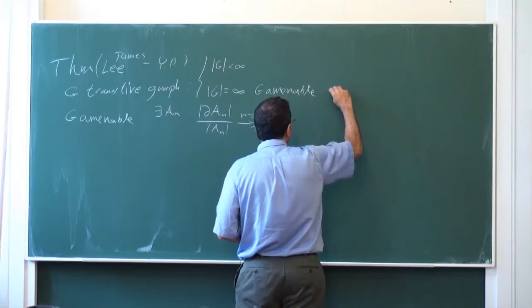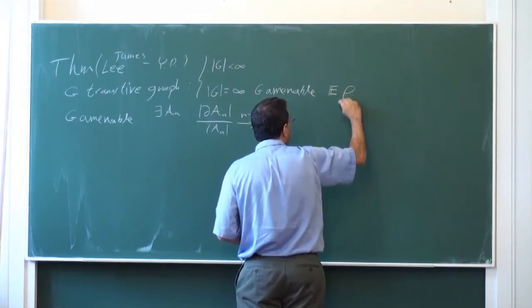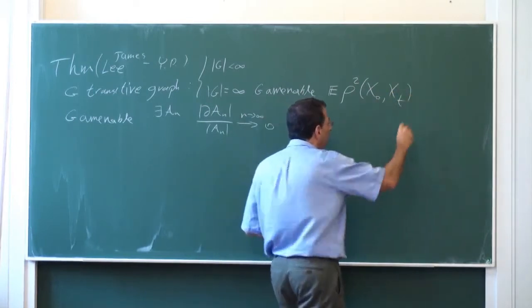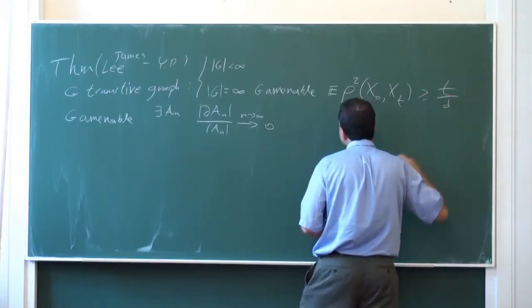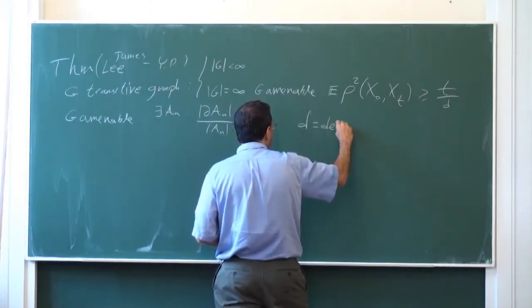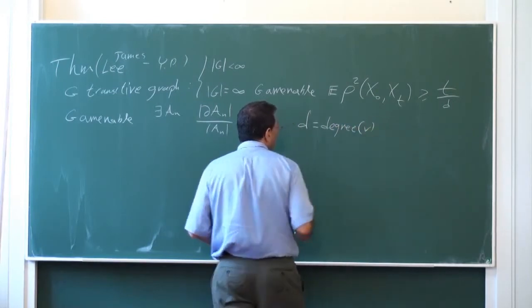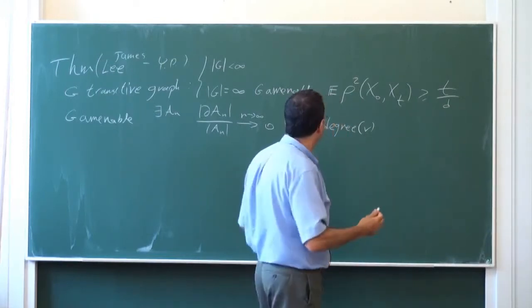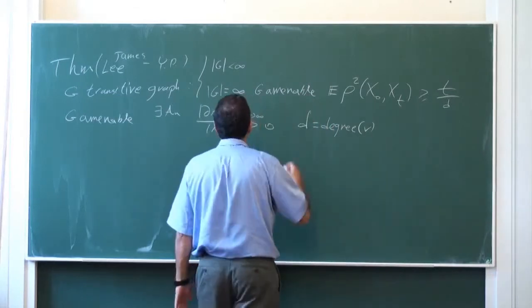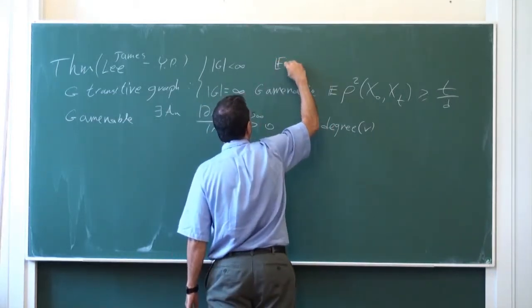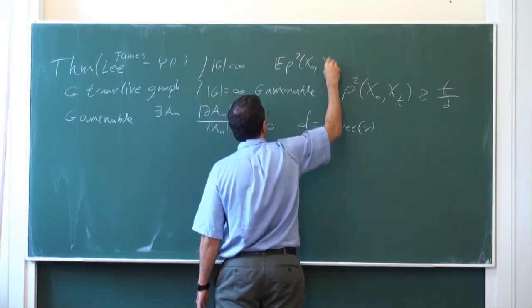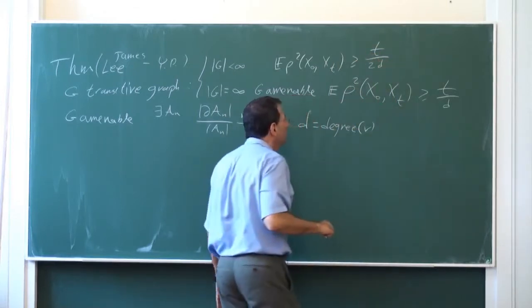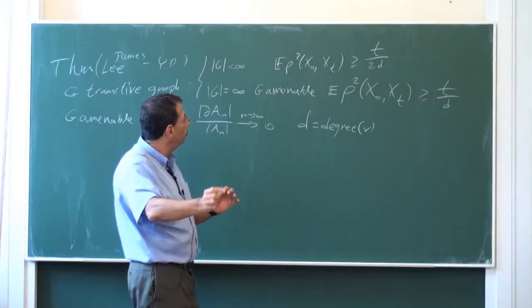And then in this infinite case, the statement is very simple. The distance squared from x_0 to x_t, again, this is the graph distance, is going to be bigger than t over d. So d is the degree here. And the degree does not change between one vertex and the other because the graph is transitive. And for G finite, I want to make the same statement. So I lose a constant, lose d, but of course, I want that the distance squared will grow linearly.